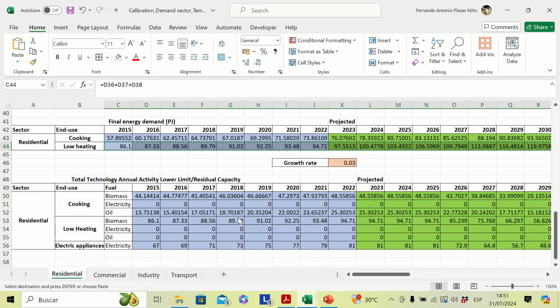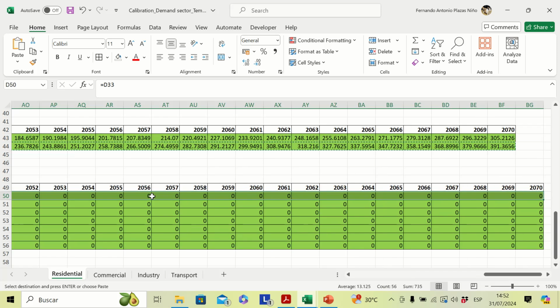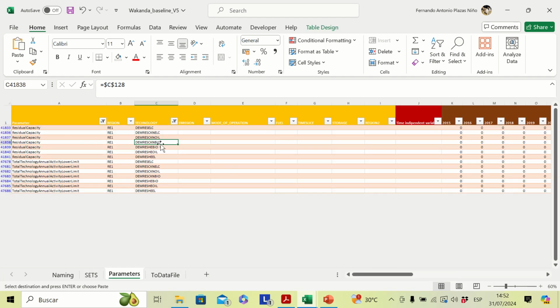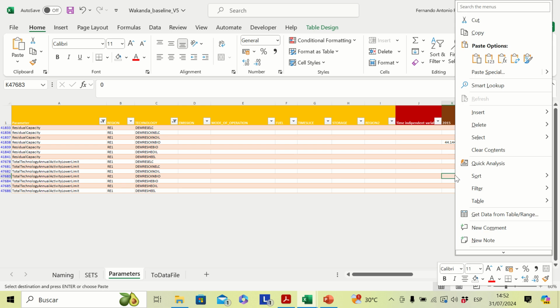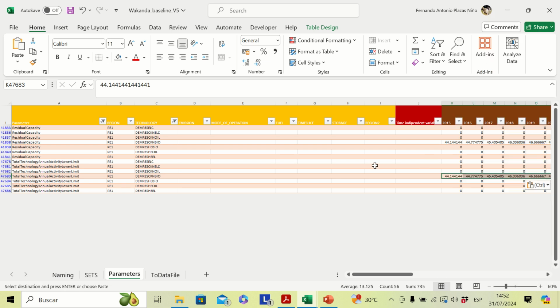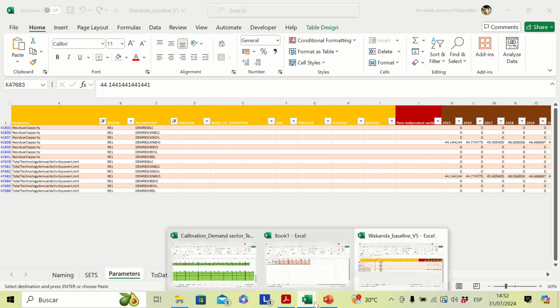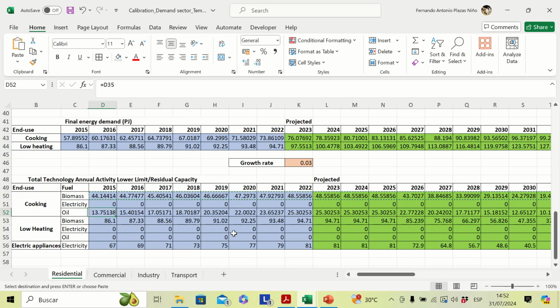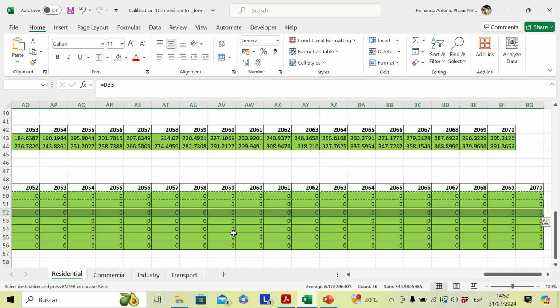So we just need to go to the values here, once again copy the time series, go to the residual capacity for that technology, then paste it, then go to the lower limit for the same technology, then res ckn bio, locate the value, and then paste it again, and that would be all. Let's do a second example as we did before. We have oil stove, so we just need to copy.